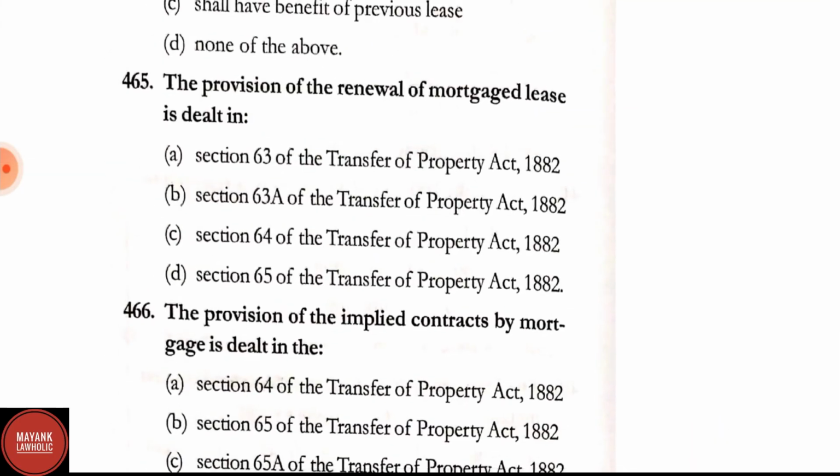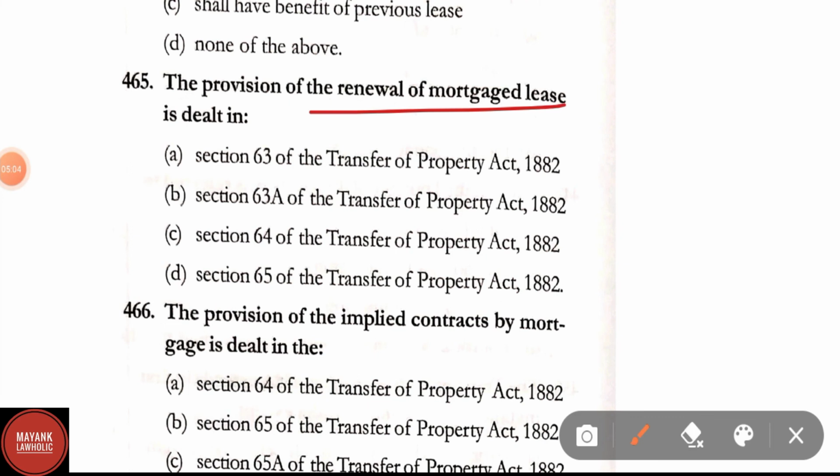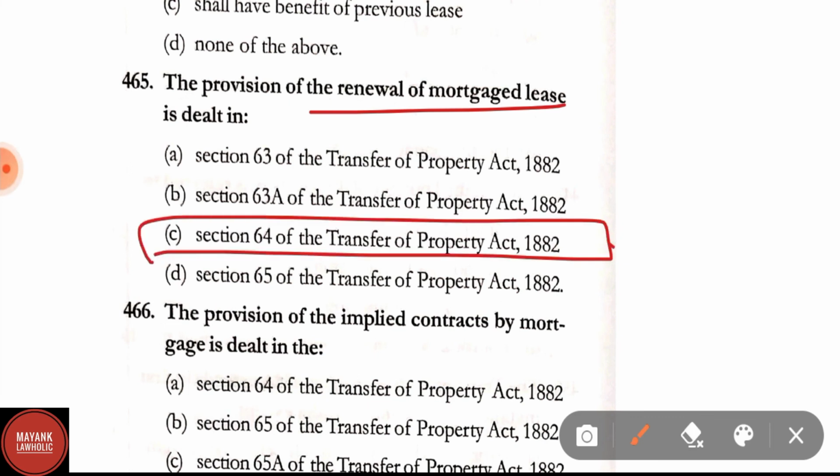Question number 465. The provision of renewal of mortgaged lease is dealt with in, correct answer is Section 64 of the Transfer of Property Act.